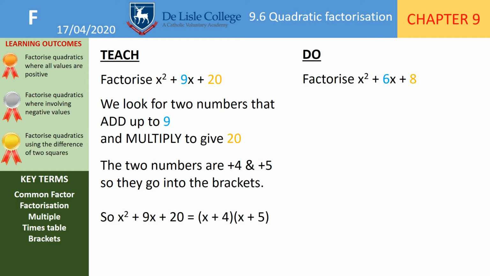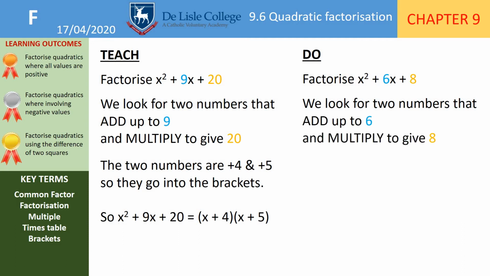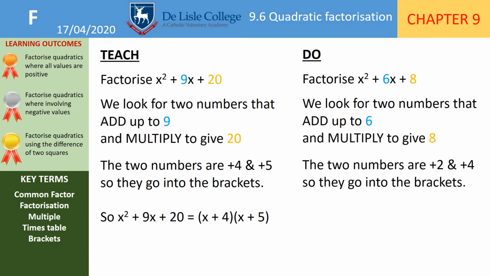Time for you to do this one. You might want to write some of these down in your book, of course. Factorise x squared plus 6x plus 8. Pause the video, have a go, and then you can click to see if you got it right. So x squared plus 6x plus 8 equals x plus 2 times x plus 4.